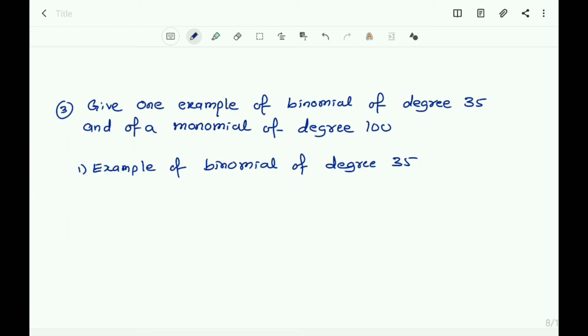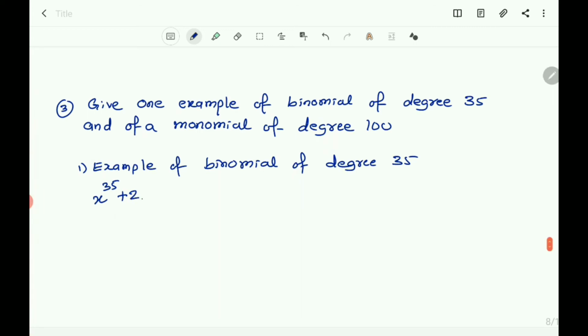So you can write, here you take any variable x, y, p, etc., but the highest power must be 35 and it must have two terms. Binomial means two terms here. So you take x to the power of 35 plus any variable with power less than 35 or any constant. You can have x to the power of 35 plus x to the power of 34, or x to the power of 35 plus any number, or 2x like this. All these are binomials of degree 35.